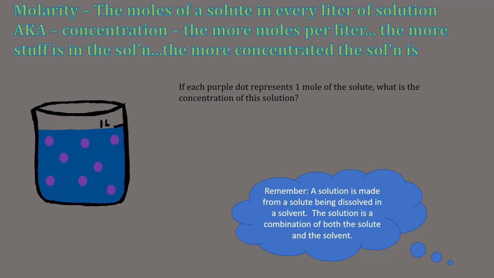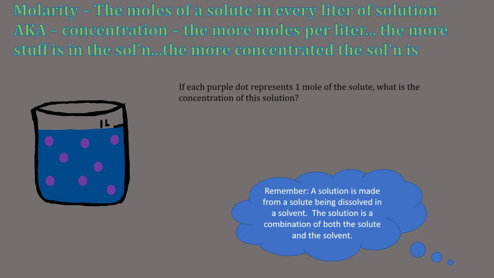So if you look at my terrible little drawing here, if each purple dot represents 1 mole of the solute, what is the concentration of the solution? So remember, guys, side note, a solution is made from a solute being dissolved in a solvent. The solution is the combination of both of those things, all right?